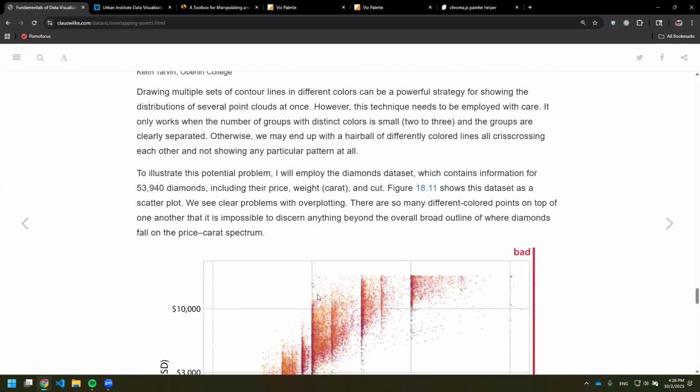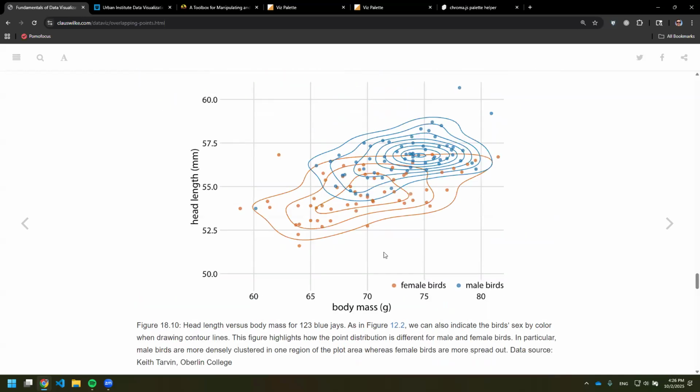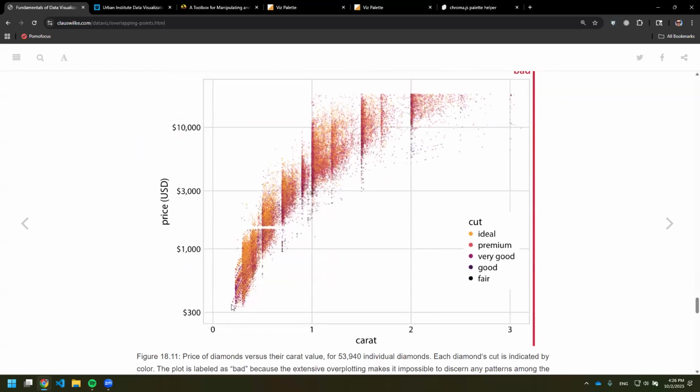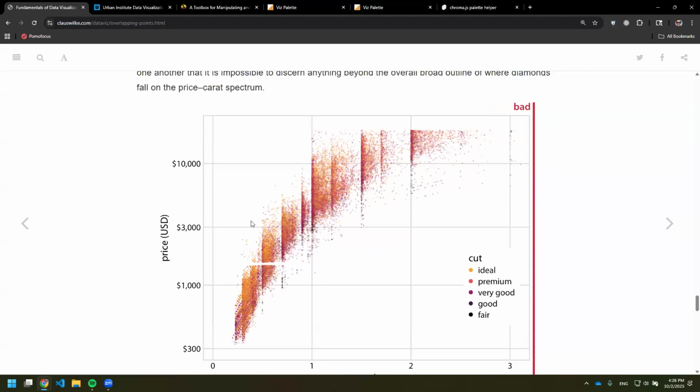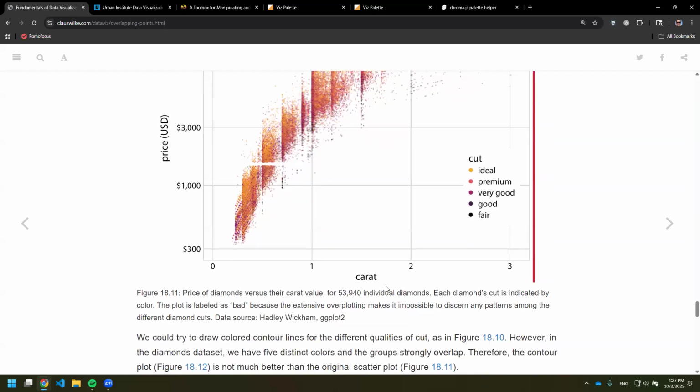And so the author suggests a different solution later on, but uses a different data set to demonstrate this nicely. Here we have the famous diamonds data set, where we're looking at price as a function of carats, and then the color dimension shows the quality of the stone: fair, good, very good, premium, ideal. You can see some binning of observations, but not many things jump out.